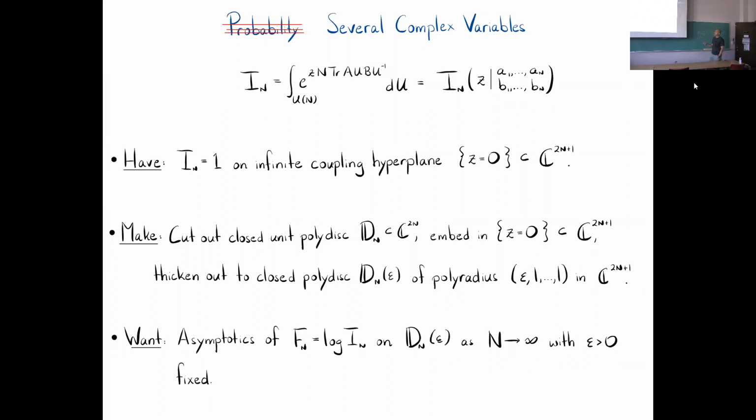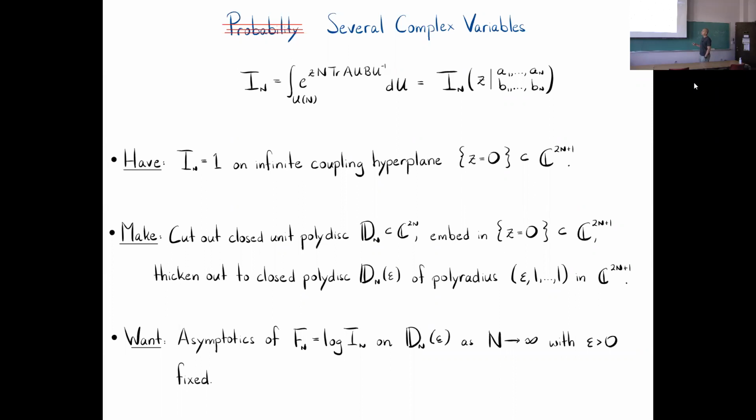And so what do we have if we just want to get started? What's the only thing that I really know about this function? Okay, I know it's non-vanishing for real parameters. We talked about that. What else do I know? I know that it has the value 1 at infinite coupling z equals 0, irrespective of what the other variables are, because then that's just the massive Haar measure, right? So this has value 1 in this infinite coupling hyperplane in C^(2n+1).